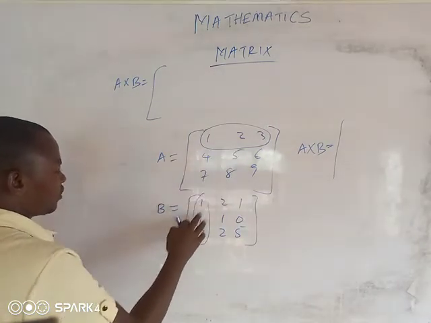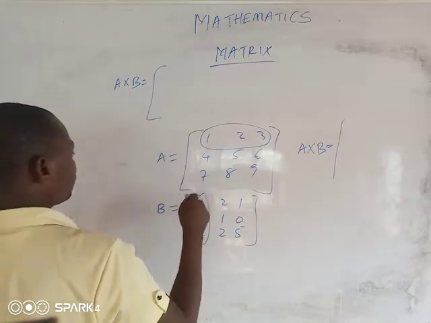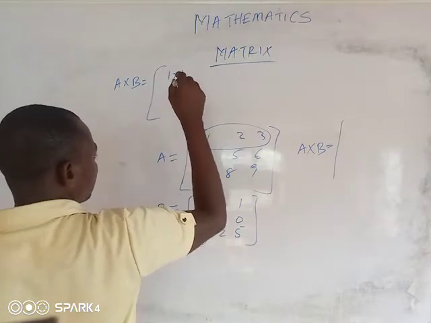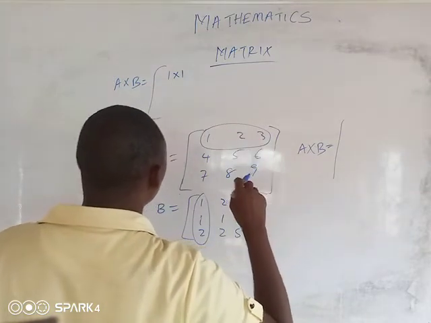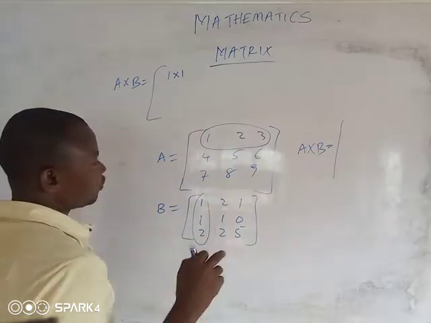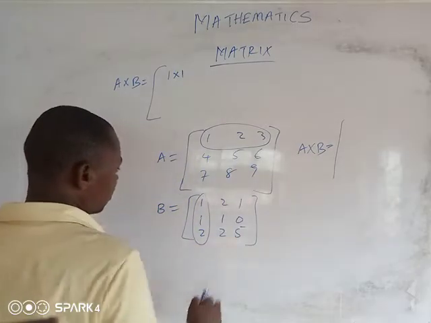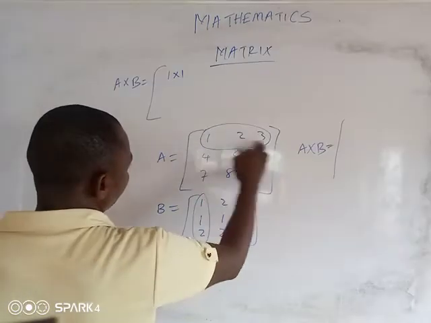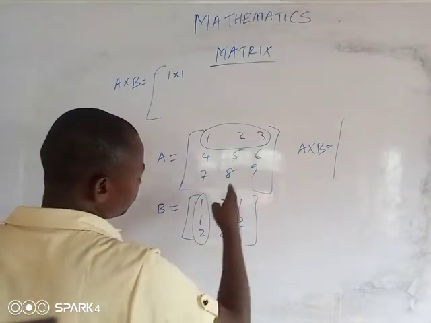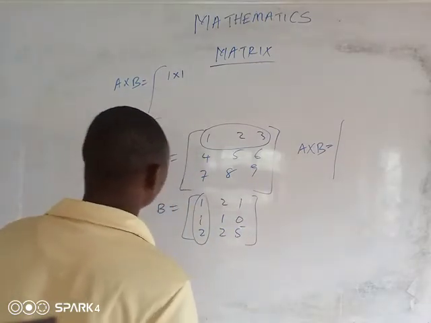So 1 times 1, 2 times 2, 3 times 2. Sorry, 2 times 1. So 1 times 1 will give us 1, so that we can get the first A11. We use this to multiply this to get the A11. When we are done, we use this to multiply this one for A12, and use it to multiply this one for A13. When we are through, we will now pick this. We also multiply 1 by 1 to get the result. So 1 times 1 is 1.